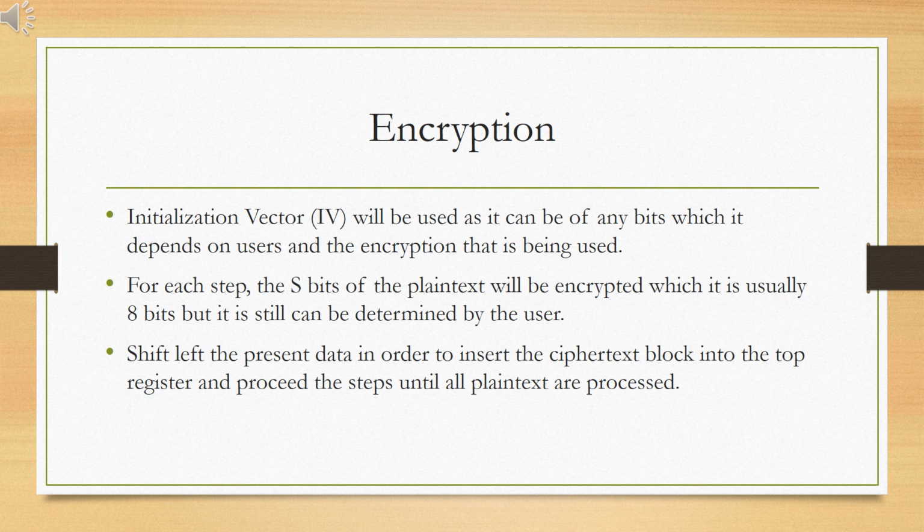Now, let's move to the encryption. The initialization vector, IV, will be used, and it can be of any number of bits, depending on the user and the encryption being used. For each step, S bits of the plaintext will be encrypted, which is usually 8 bits, but it can still be determined by the user. Shift left the present data in order to insert the ciphertext block into the bottom register, and proceed with the steps until all plaintext is processed.